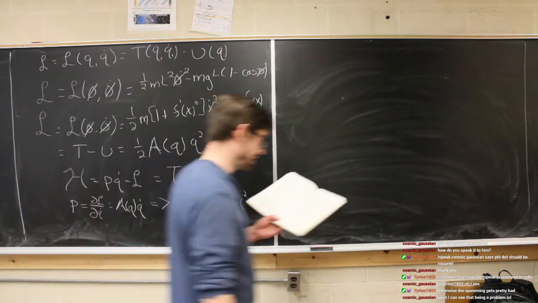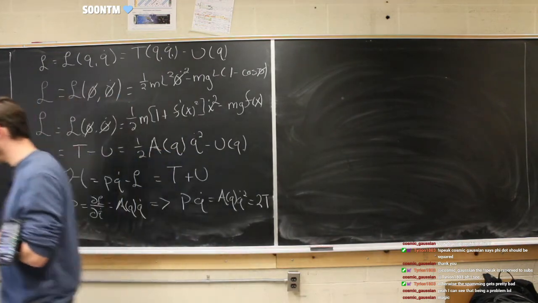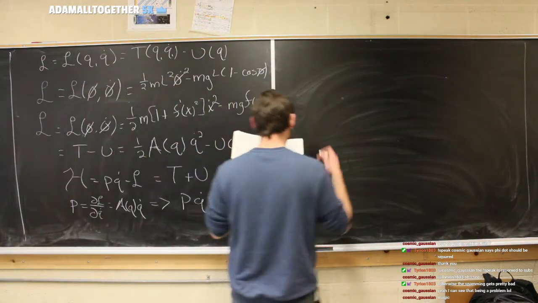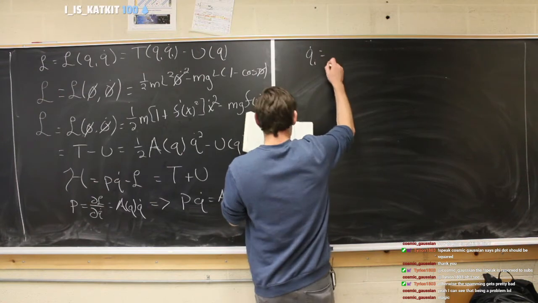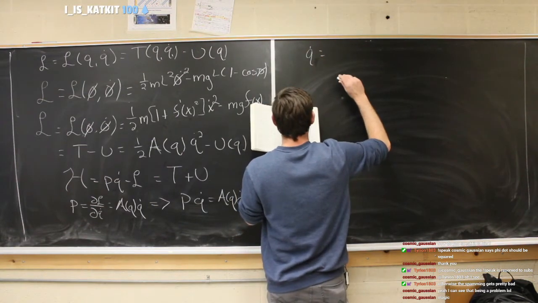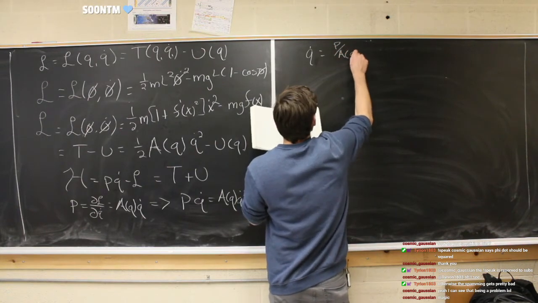We have too many variables, right? We have p, q, and q dot. And it just seems unnecessary. Can we get rid of one of the variables? Well, absolutely we can, right? So let's just solve for q dot. Q dot is equal to p over a of q, for one variable.